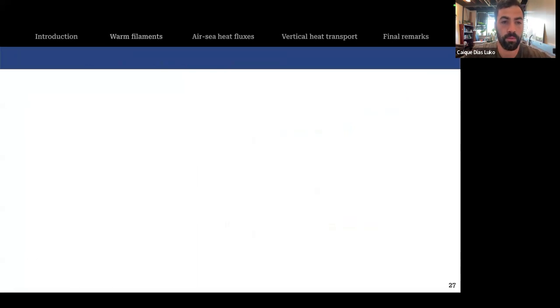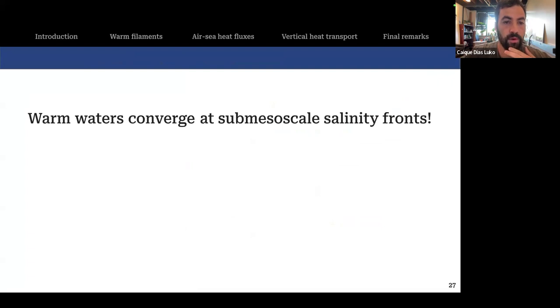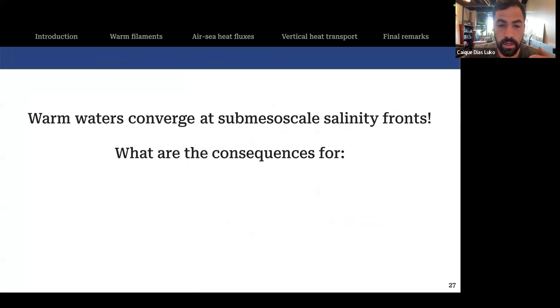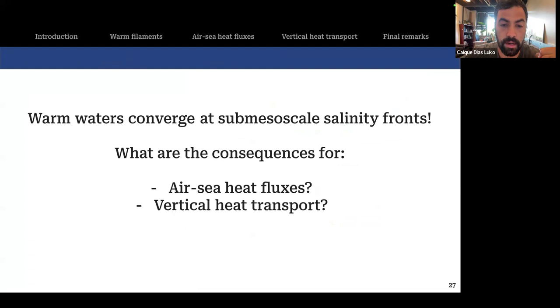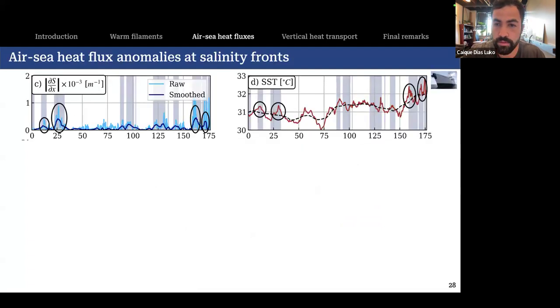Okay, so we've learned that the warm waters can converge at submesoscale salinity fronts. Now, what's the consequence for the air-sea heat fluxes and for the vertical heat transport? Starting with the air-sea heat fluxes, going back to our big flow-through transect, we have again the salinity fronts and the SST anomalies.